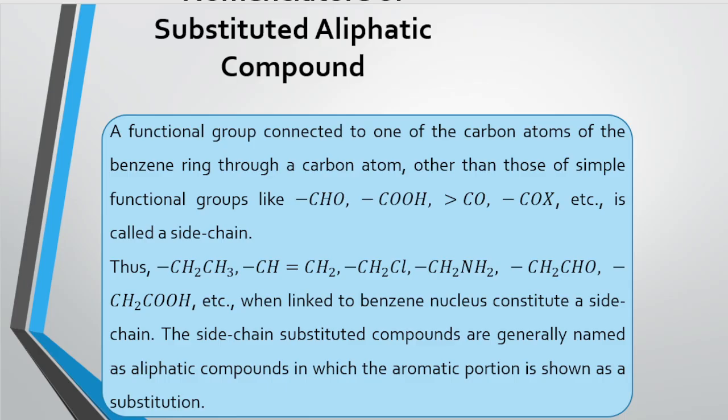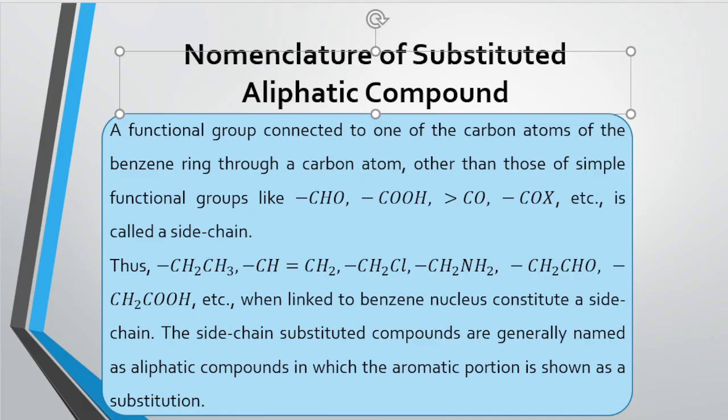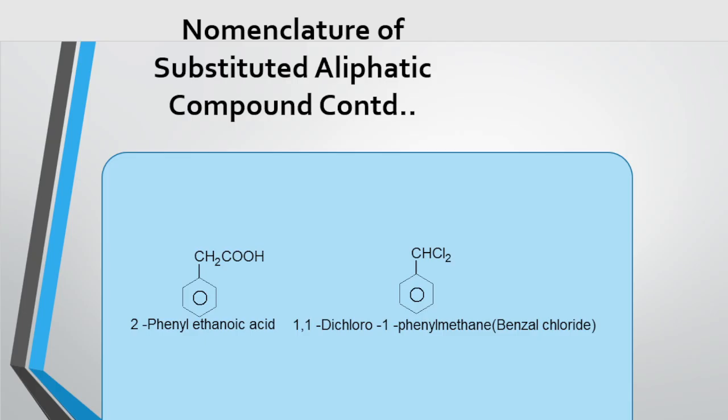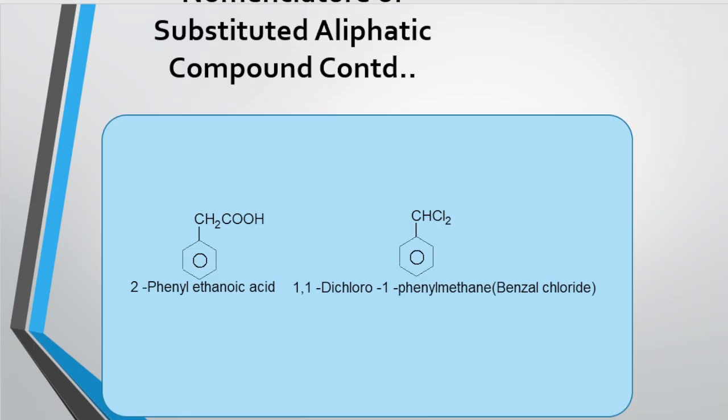Substituted aliphatic compounds, especially, if we consider benzene with CH2COOH, benzene must already be there, and the alkyl group is substituted with functional groups like CH2COOH. For example, if we consider this particular thing, COOH CH2, first priority is 1, 2. On the second carbon, this C6H5 is taken as a phenyl, so 2-phenylethanoic acid.